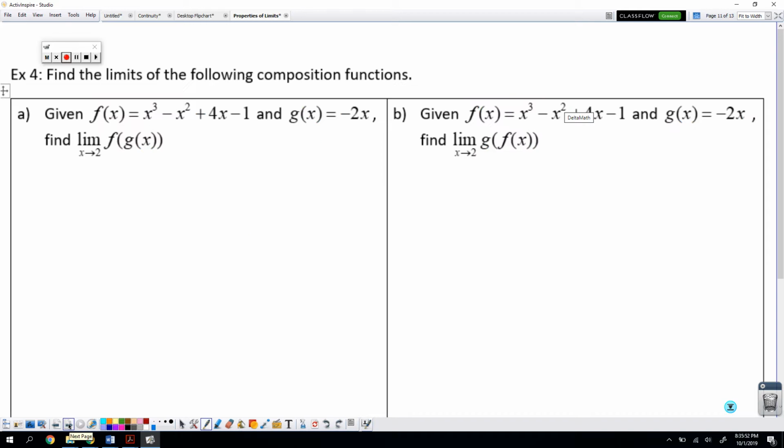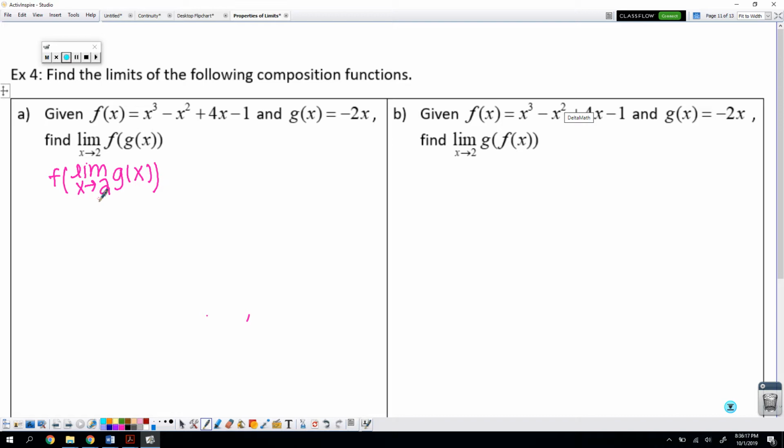Okay, so now it says find the limits of the following composite function. So if you go back to the composite rule, it tells you that when you have the limit of a composite function, you just take f of the limit of the interior function. So you take the outside function and it stays itself, and you take the limit of the inside function. So you only end up actually taking the limit exactly once.